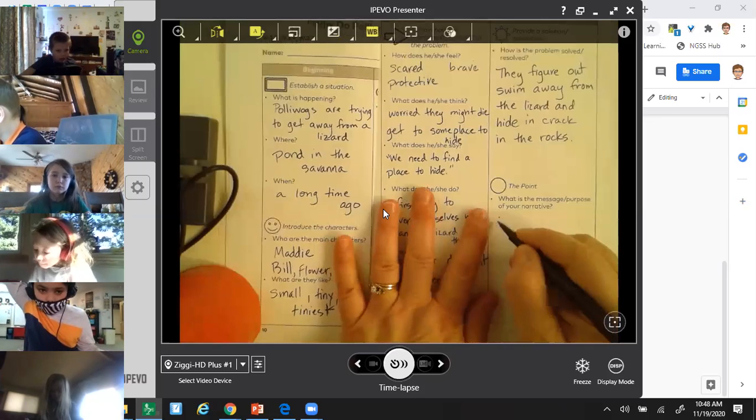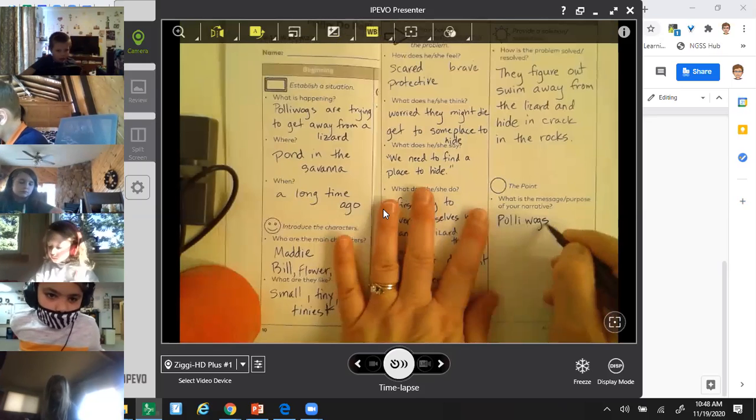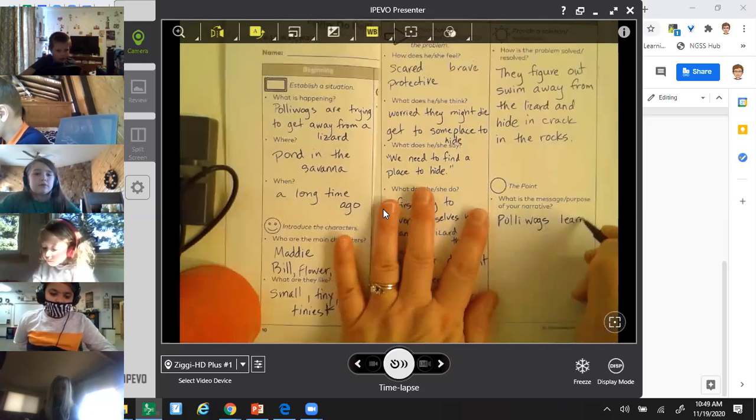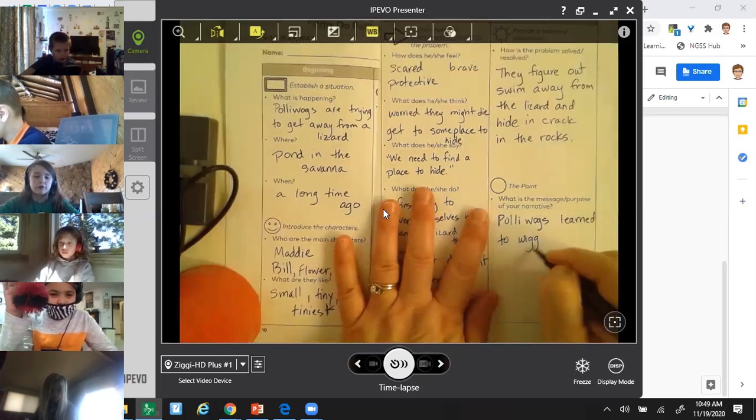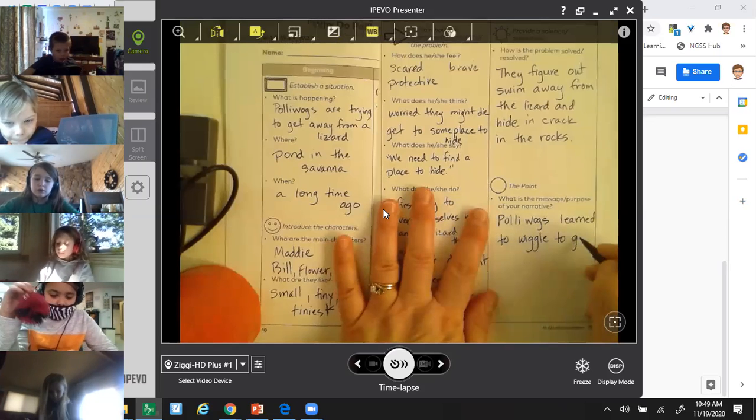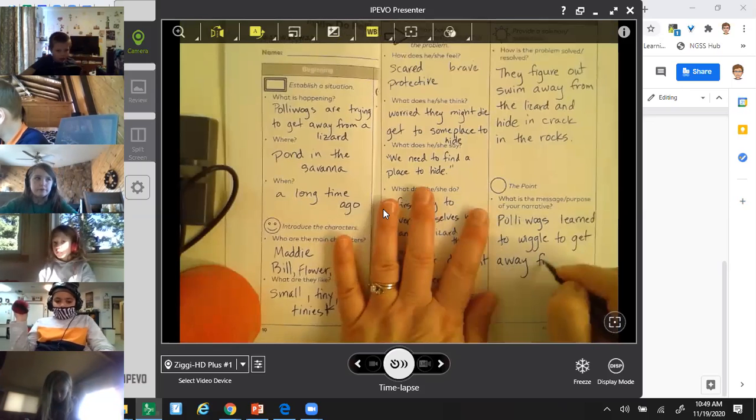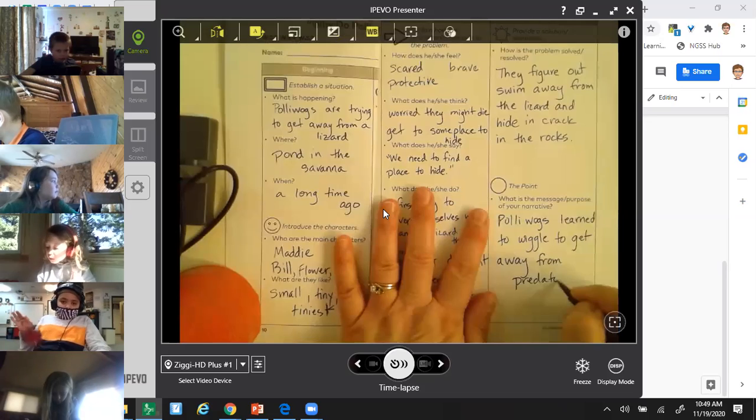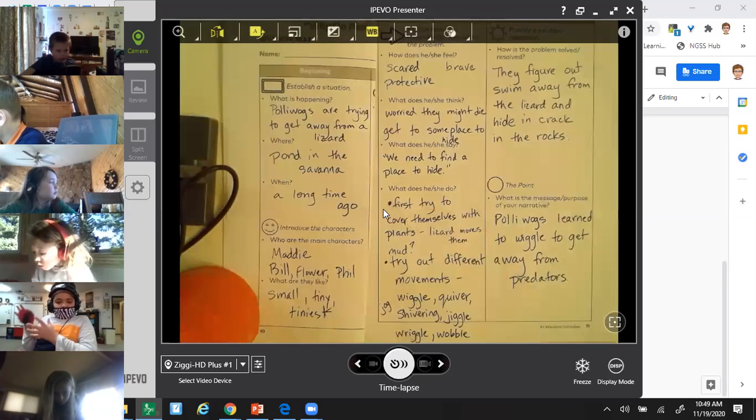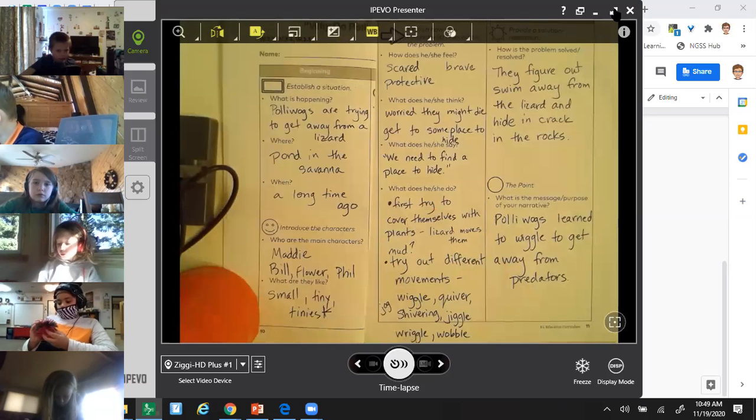Right. So pollywogs learn to wiggle to get away from predators. Or that's why they wiggle now, right? They have to get away from everybody, right?